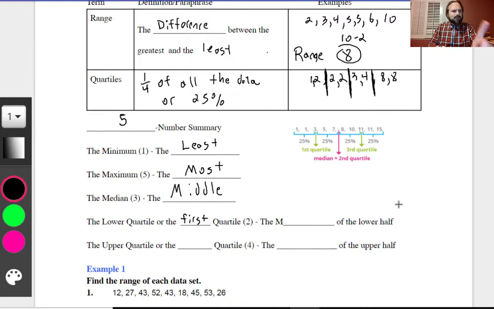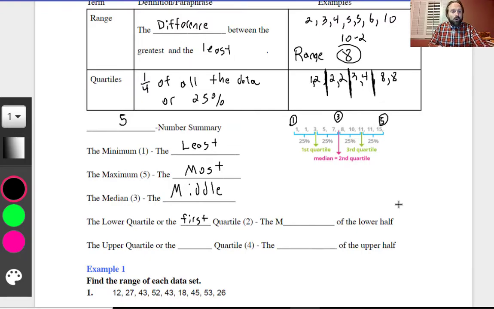Oh, wait, let's go back. So the minimum, we're going to write in these numbers. I put 1, so let's label this. So the minimum is at the minimum, least point. The maximum is at this end. And the middle is in the very middle right here. Now, if we don't have an exact middle, we're going to take the 2 numbers and then divide by 2. All right, now we're caught up.